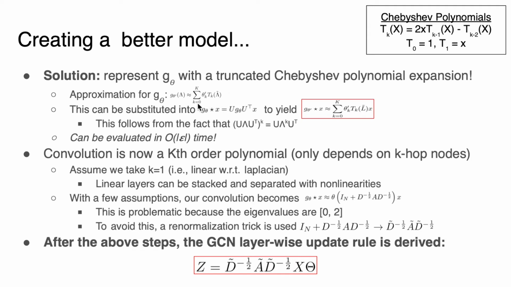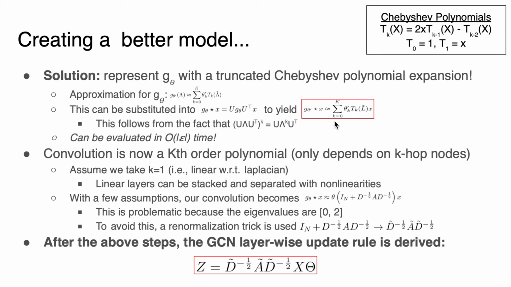And as you see, this is a kth order expansion, so we take the Chebyshev polynomials up to order k, and each of these Chebyshev polynomials is parameterized by the eigenvalues of the Laplacian matrix. And the exciting thing about this is that we can then substitute this approximation for g of theta into our original expression for the graph convolution to yield the expression seen here.